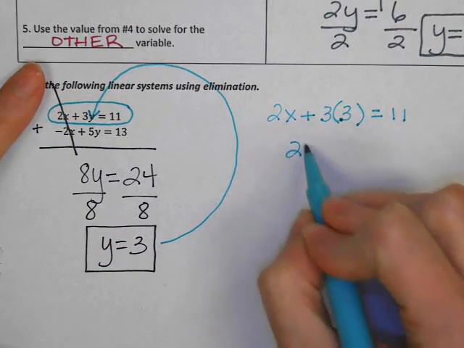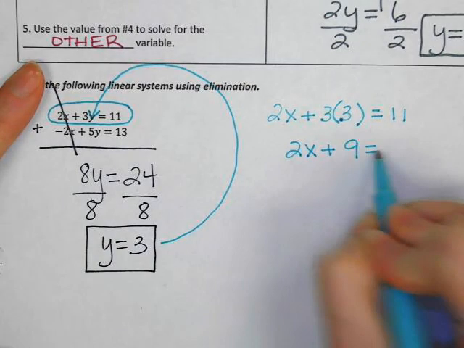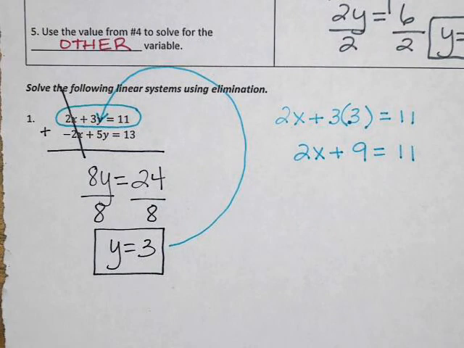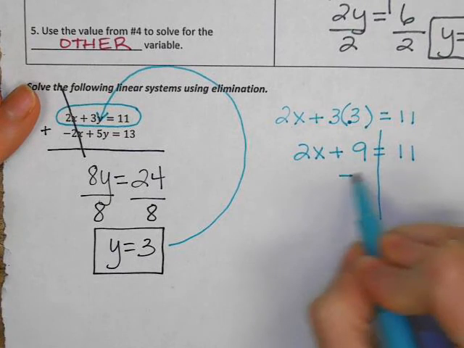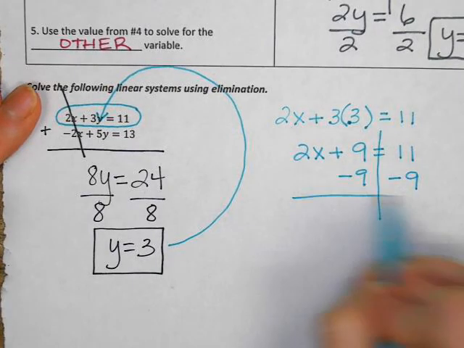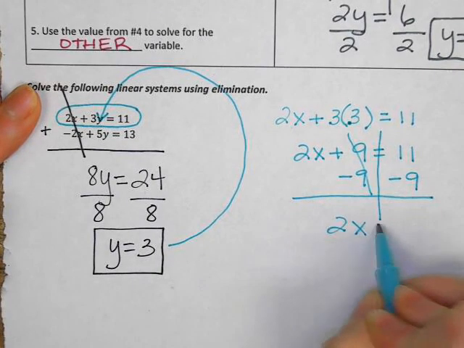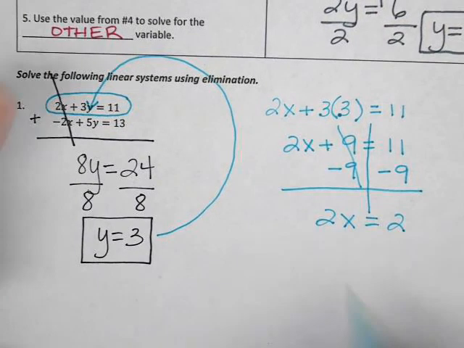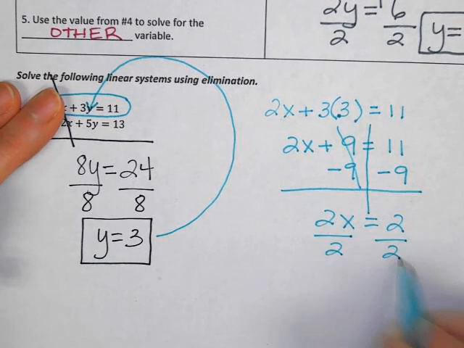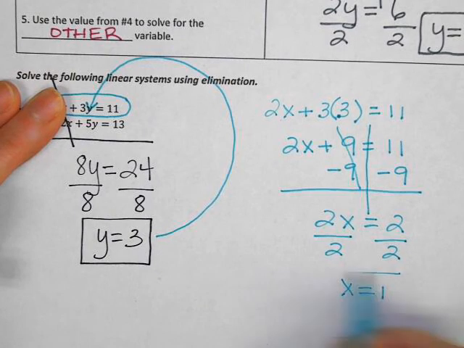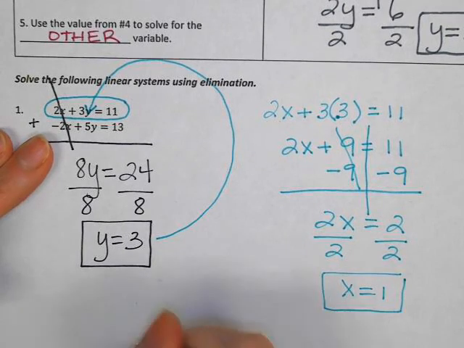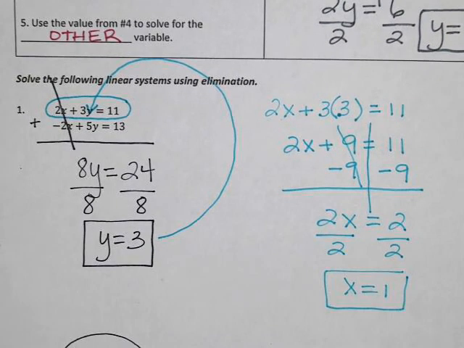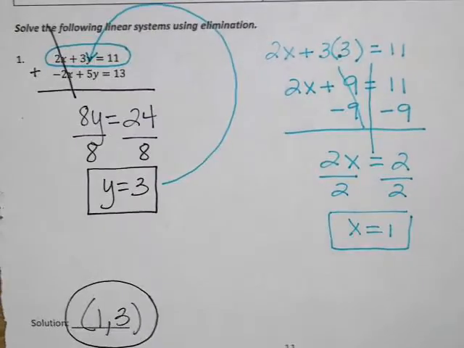Okay, so this reduces to 2x plus 9 equals 11. And then draw your wall and solve. Okay, so minus 9, minus 9. We get 2x equals 2. And then divide by 2, x equals 1. So that was an easy one. Final answer is an ordered pair, x comma y. The solution is 1 comma 3. And again, feel free to check it. Oh, there you go.